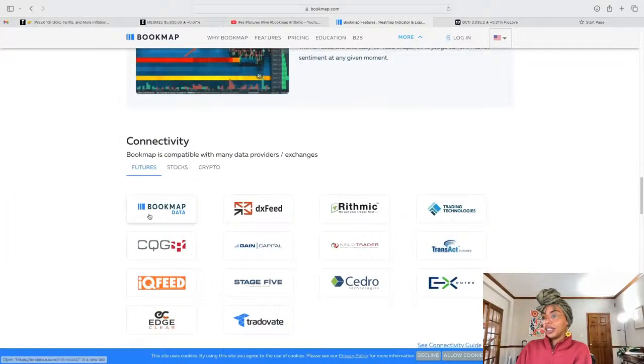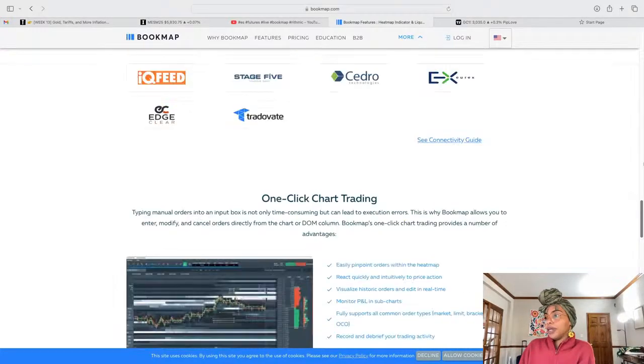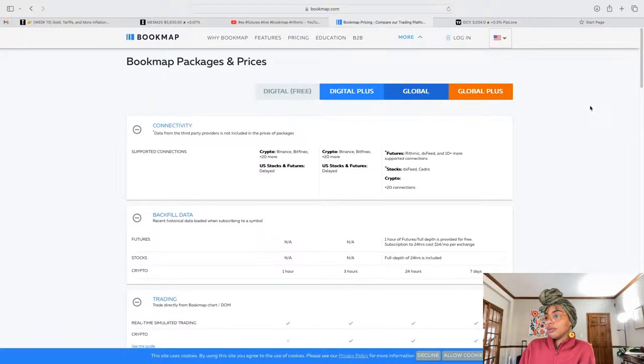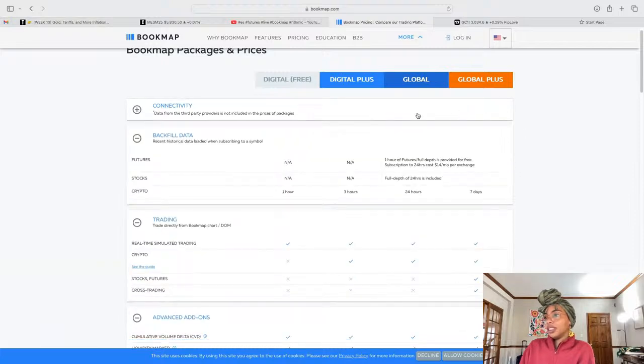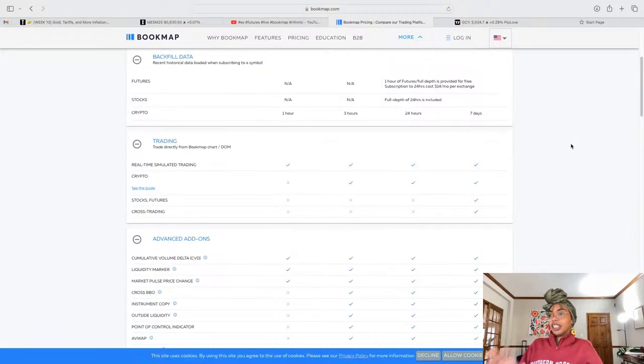Yep, and it links in with Tradovate, NinjaTrader. That's about the ones I know here. And you do have a digital free one. It's delayed though. And it was too much for me to get it all set up at that time. So I'm getting it all set up.